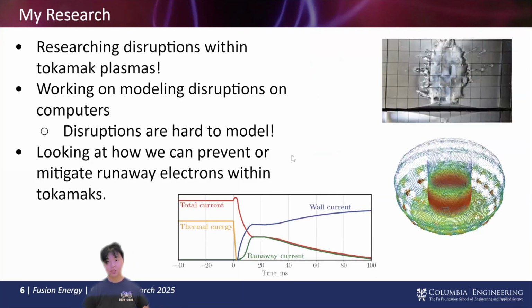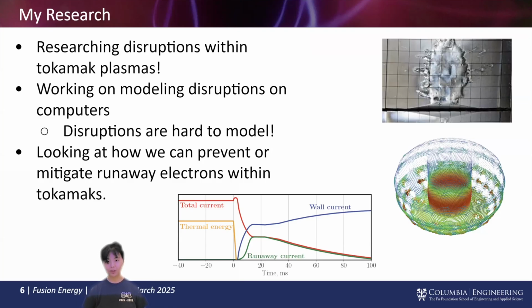So what do I do? I research disruptions within tokamak plasmas. It's kind of difficult to contain our plasma sometimes. A lot of times when we're trying to confine this plasma, you can have a sudden thermal loss. This is called a thermal quench. It's very difficult to model these kinds of disruptions, and they can happen due to a variety of different events. Knowing why and how they occur is really important, so learning how to model them is very important. So that's what I do.